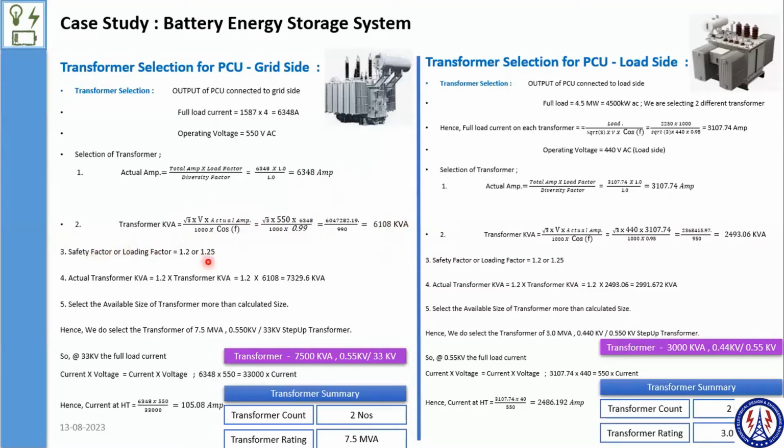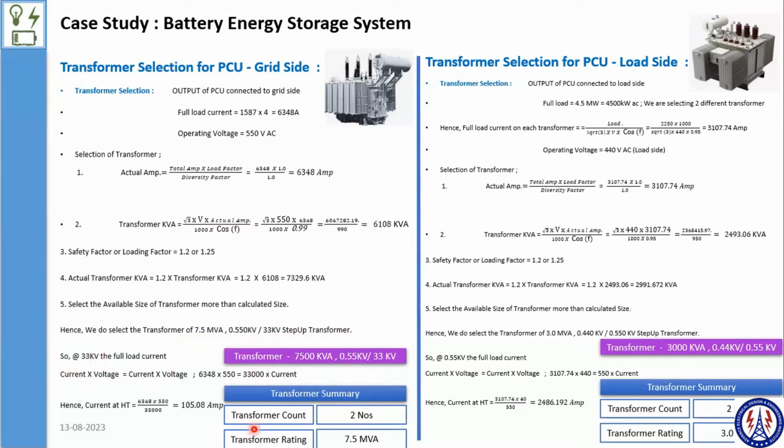So the loading factor is again 1.2, right? Like 80% loading. Then that gives me 7329.6 kVA. I'm going with 7.5 MVA. The PCU is 5.5 megawatt, correct? For the 5.5 megawatt PCU, I'm selecting a transformer of 7.5 MVA next to it, so it can easily manage that 5.5 MVA capacity. And this is a step up from 0.55 kV to 33 kV.